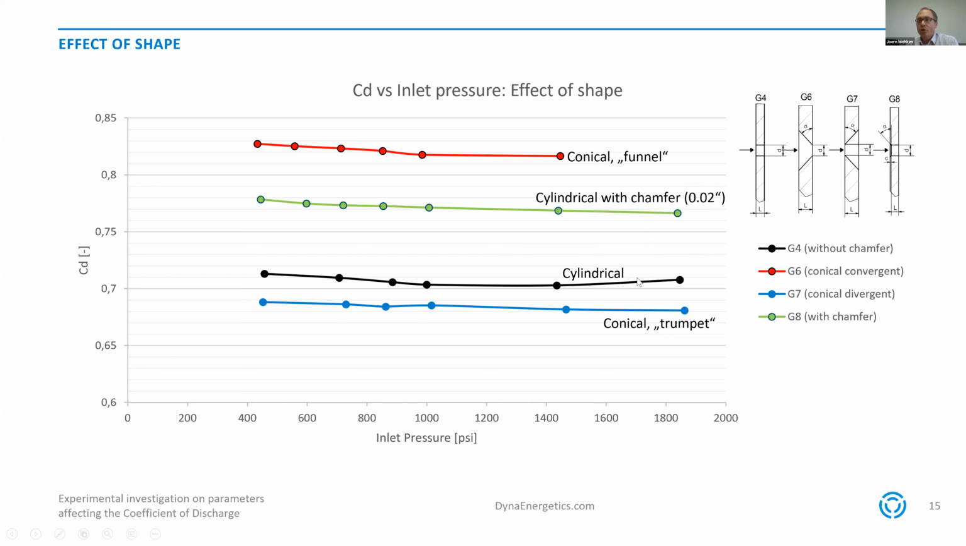The sharp edge actually gives slightly smaller values. We called it conical trumpet shape. Than the cylindrical one, and this might be due to this sharp edge, which maybe cause turbulences on the inlet. But already, if you have only a small chamfer, you increase the flow rate, and therefore your coefficient of discharge is increased really by this small change in geometry. And as expected, the conical funnel shape has the best flow properties, so your coefficient of discharge is the highest for this situation.